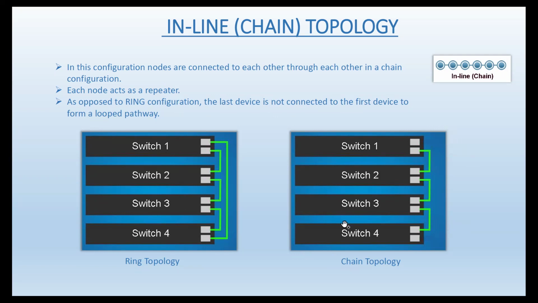Where is the inline or chain topology being used? Quite often on production lines, when you have control modules controlling different machinery, those modules will be just connected through Ethernet cable in a chain topology.